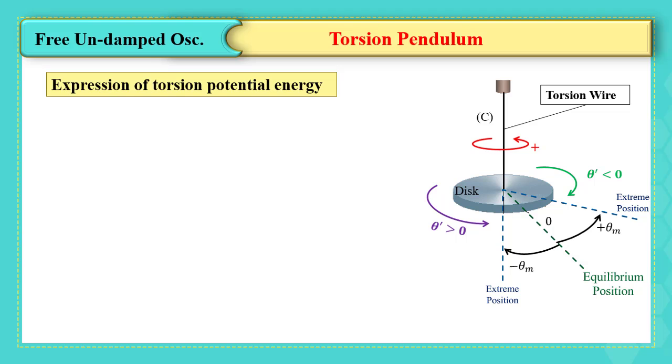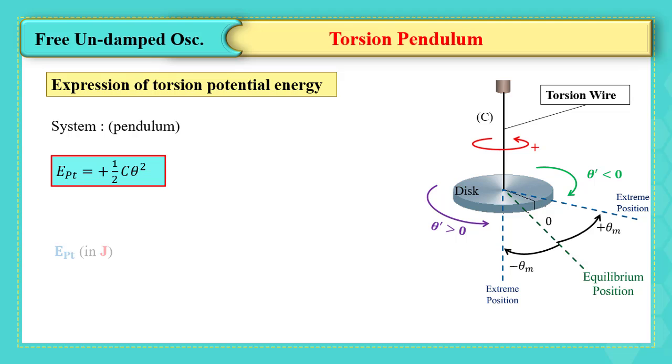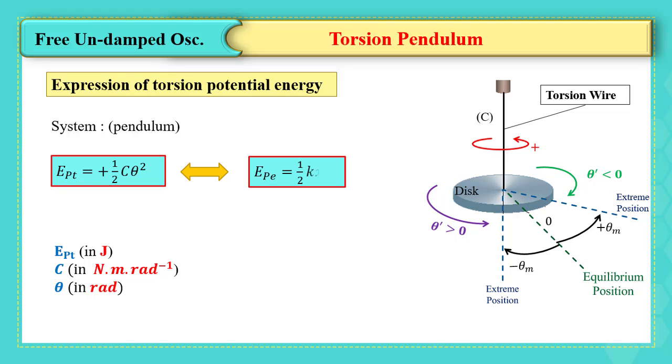Let's start with the expression of the potential elastic energy. The system is taken as pendulum. The potential energy is given by half C theta squared, where the energy is in joules, C in Newton meter per radian, theta in radians. This expression is similar to that of the elastic potential energy of the spring, which is half kx squared. When the spring has a constant k, here the torsion wire has a constant C. There we have x as a displacement, here we have theta as the displacement.